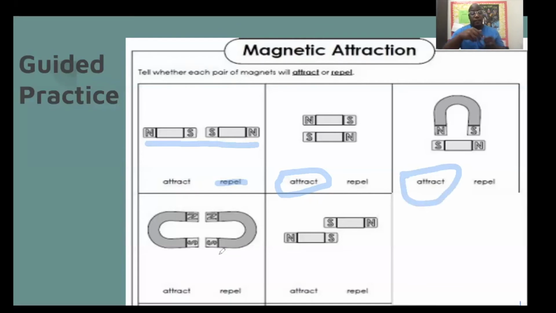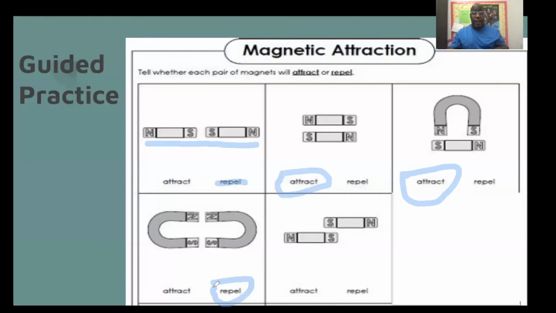Now we would have two of these facing opposite directions, but north and north would be together and south would be together. What would we think they would do? Push apart. Okay, but what is the correct vocabulary word we've been saying? Repel. Yeah, so they will be repelling. Correct.